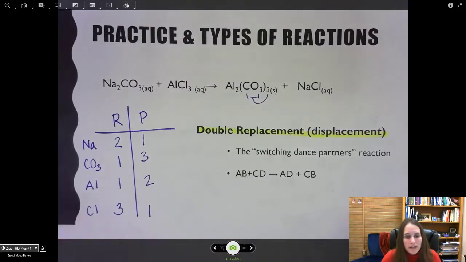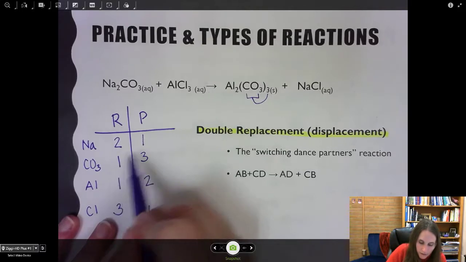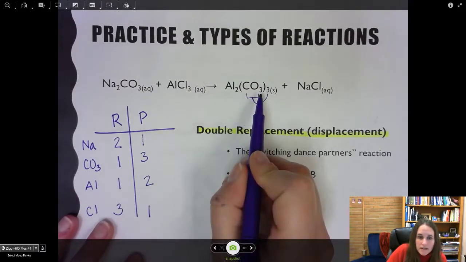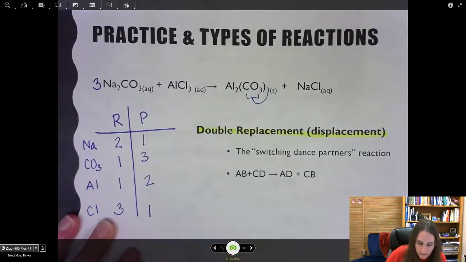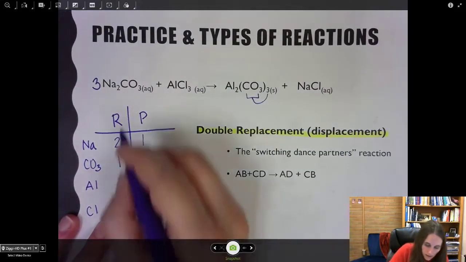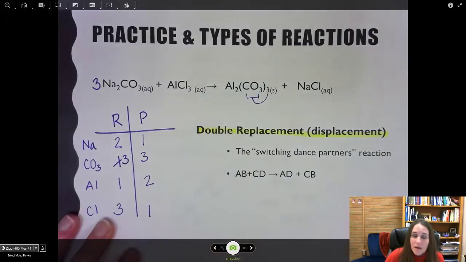So where should I begin? Well, as I said before, I like to start with polyatomic ions if they stay the same on both sides, because I think they tend to make the balancing of other things pretty easy. Since I have 3 carbonate ions on this side, I need to use a coefficient to give me 3 on that side. That changes this number on my reactant side to a 3, but you'll notice it messed with my sodium.